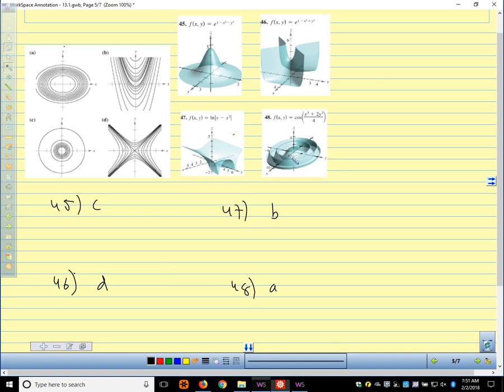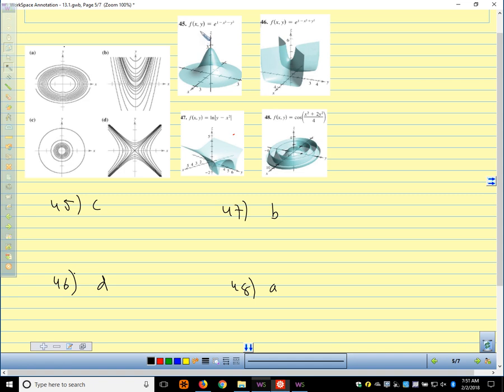Let's look at how we get the equation of the level curves from the function. So 45, we said, was C.